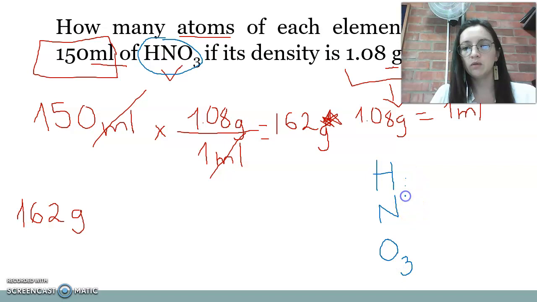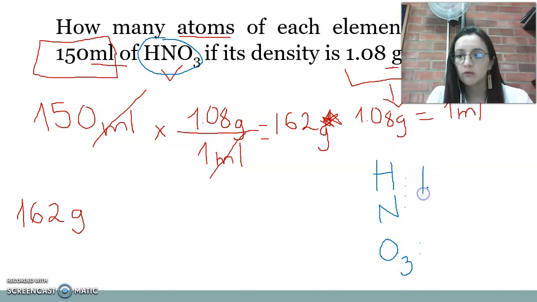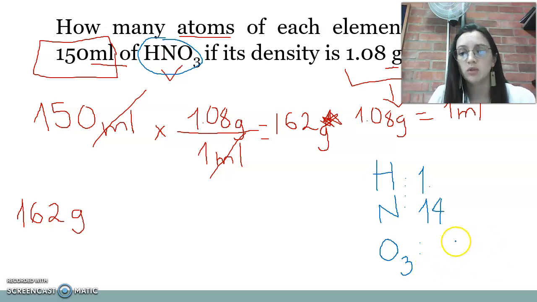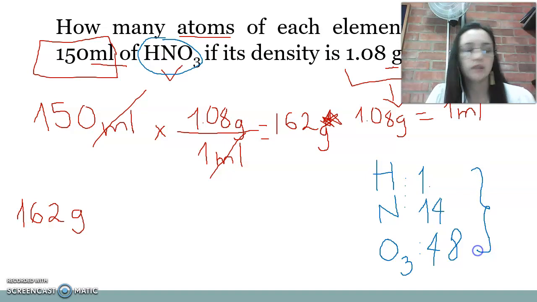So if you remember, we do this by looking at the periodic table. We look for the atomic mass of each element. For hydrogen it is approximately 1. If you take the decimals, that's fine. For nitrogen it is approximately 14. For oxygen it is around 15.99, or 16 if you want to round it up. It's up to you. It's okay if you round up the numbers, or if you don't, if you use the decimals. Both ways are fine. If we get slightly different answers, that's totally fine.